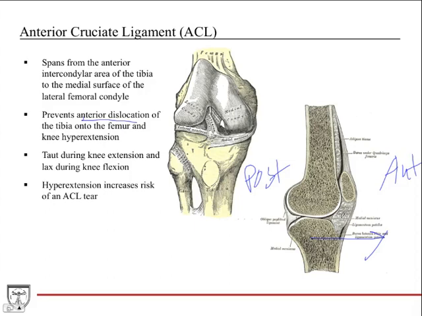But if you're able to pull it out, kind of like a drawer, more than expected, that can indicate the ACL is torn. Same thing, a Lachman test is just a different variant of the test, with the same kind of concept: you're pulling the tibia out, and that can indicate an ACL injury. It also prevents knee hyperextension, the knee coming out this way and extending beyond normal. Hyperextension of the knee, in fact, increases the risk of an ACL tear. So if someone's running and they incur some kind of injury where their knee becomes hyperextended, that can increase the risk of an ACL tear.